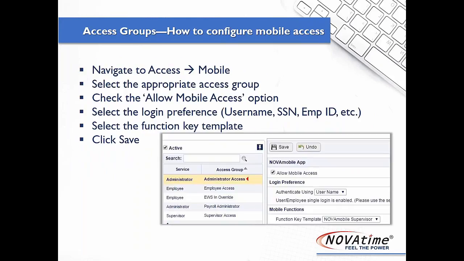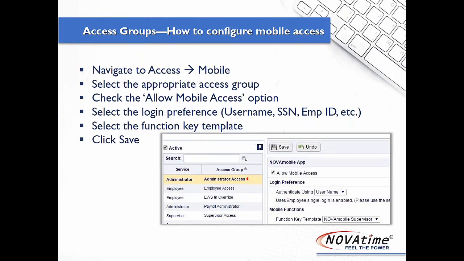And this is what the function key template page begins with. It gives you the template description and the clock type. The clock type is going to be NovaMobile, employee or supervisor, on the clock type dropdown. Type in the description, choose your desired function keys, and then save it.